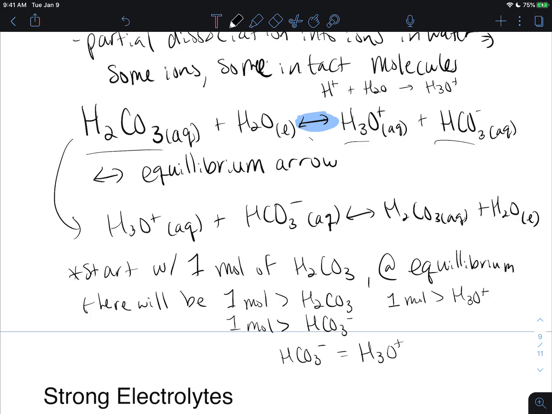Okay, some examples of weak electrolytes or weak acids include acetic acid, carbonic acid, what I've just written, hydrofluoric acid, and then some weak bases include ammonia and ammonium hydroxide. So here are some examples of some weak acids and weak bases which are considered weak electrolytes.